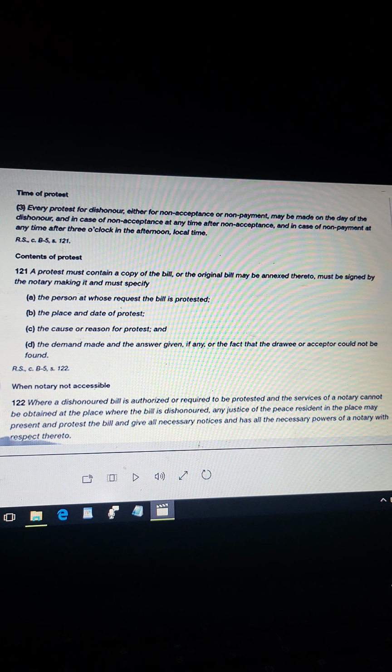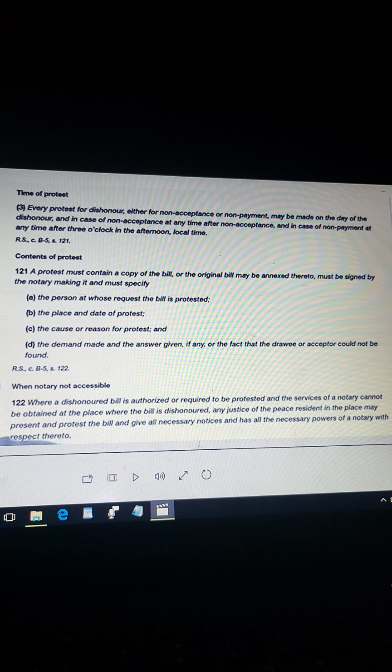Contents of protest. 121. A protest must contain a copy of the bill, or the original bill may be annexed thereto, must be signed by the notary making it, and must specify: a. the person to whose request the bill is protested, b. the place and date of protest, c. the cause and reason for protest, and d. the demand made and the answer given, if any, or the fact that the drawee or acceptor could not be found.